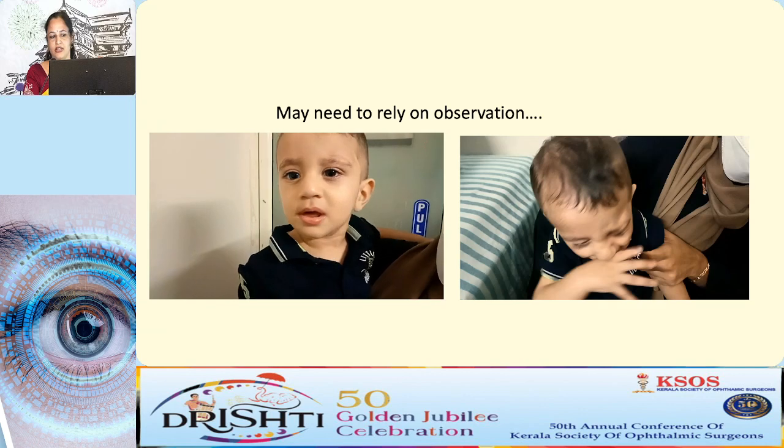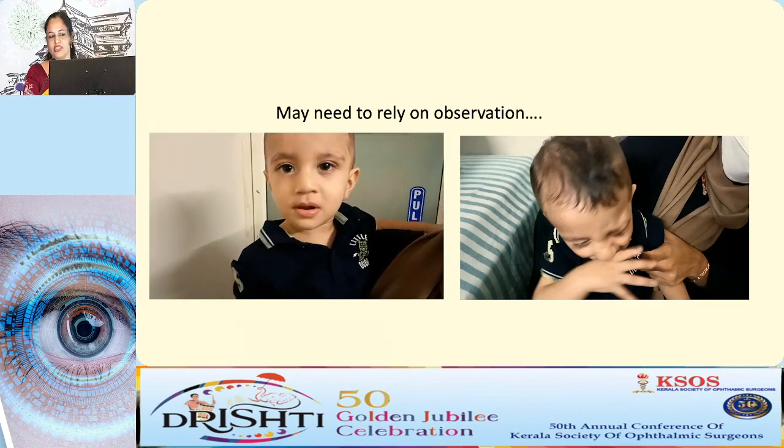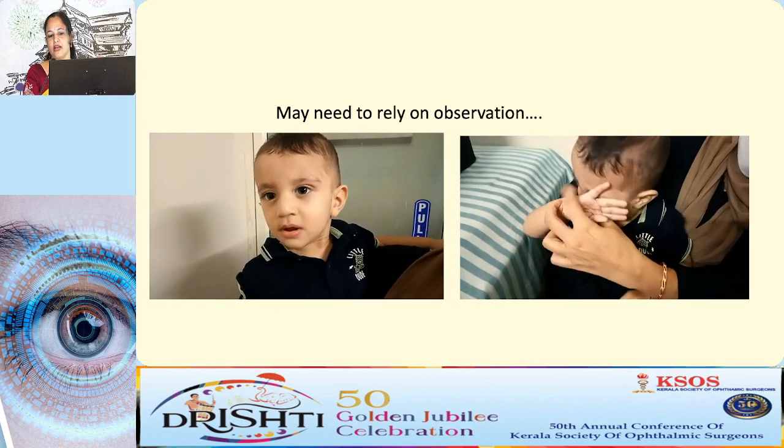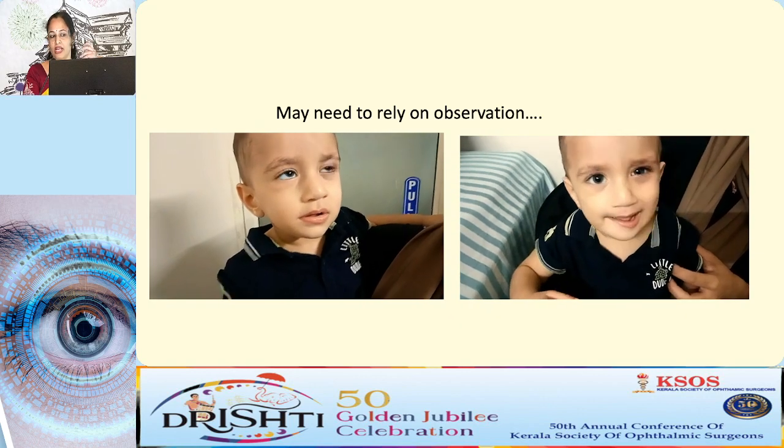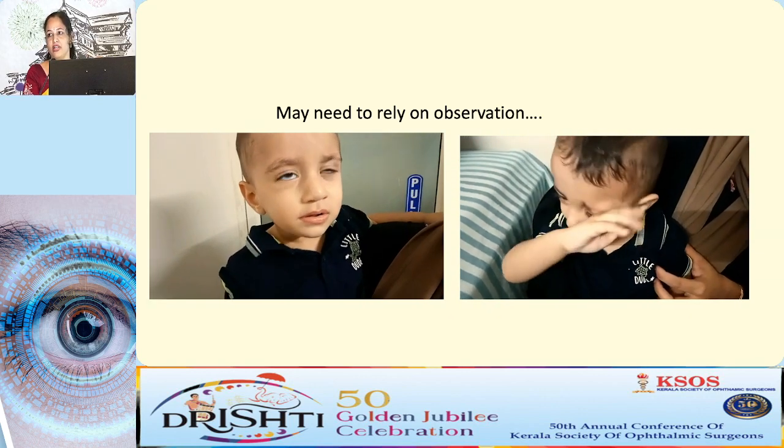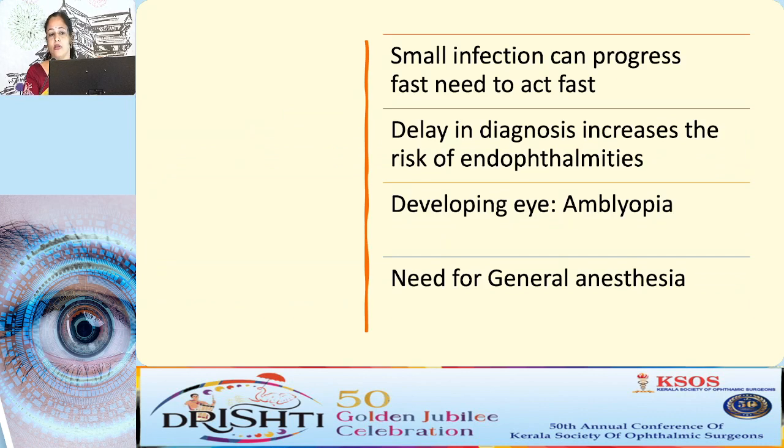As you can see in this child, the child has a very low blink rate, so you know that there's some problem going on. The child is crying, and you can see the child actually has a facial nerve palsy, okay? In such children, when the blink rate is less, there's a chance of foreign body injury, and the response may be a little less. In pediatric cases, you should remember that a small infection can progress fast, and therefore you need to act fast. A delay in diagnosis increases the risk of endophthalmitis, and because the pediatric eye is a developing eye, the chance of amblyopia is even higher. The need for general anesthesia is also one of the factors that will cause a problem in giving first-hand treatment.